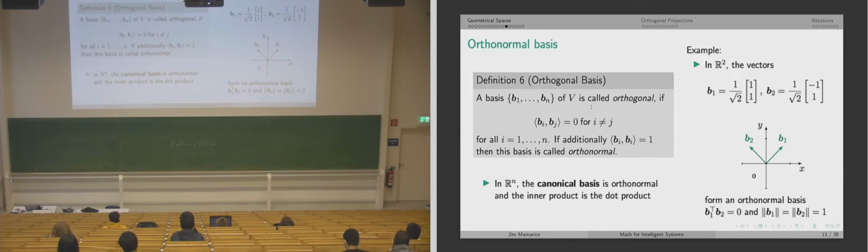So in R2, we could have two basis vectors like that. And these guys form an orthonormal basis where their dot product is equal to 0 and their length is equal to 1. Right? I mean, you can check that out.